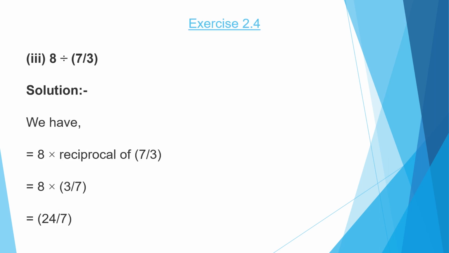So based on this, we are having exercise 2.4. The first sum is like this: 8 divided by 7 by 3. What we have to do? First we have to convert that division symbol into a multiplication symbol, and write down the reciprocal of the divisor. Which one is the divisor here? 7 by 3. What is the reciprocal of 7 by 3? 3 by 7. So 8 3s are 24 and 7. The answer is 24 by 7.